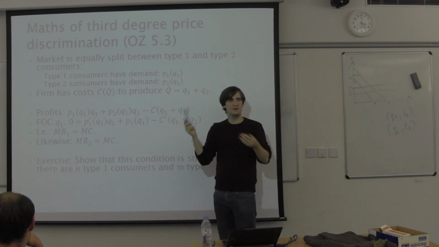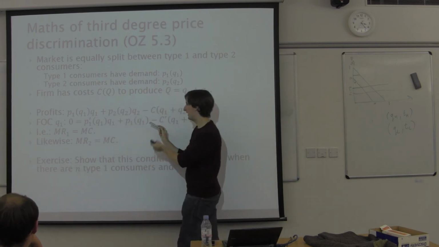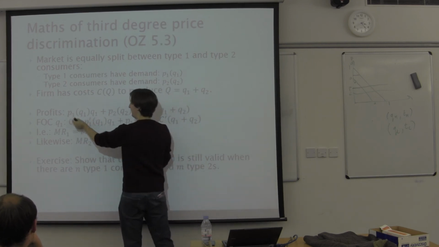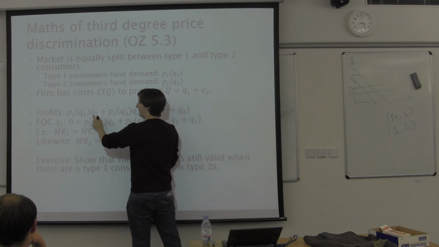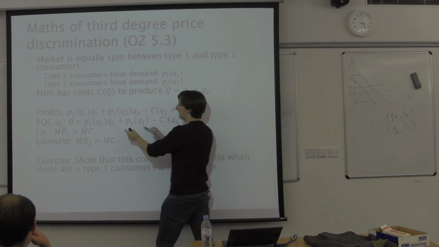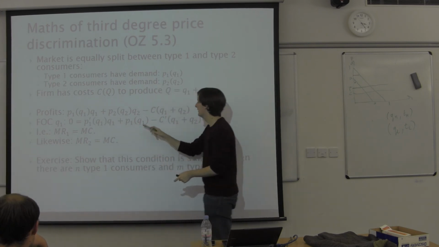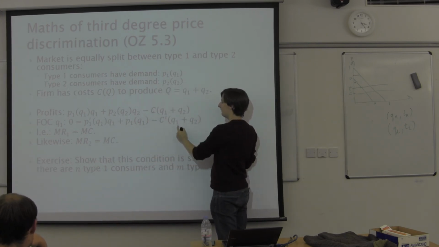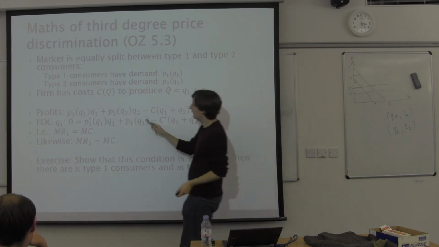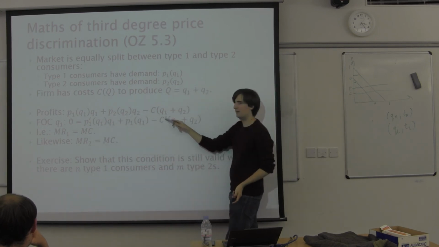So we can take the first order condition for Q1, just like normal. This is something you've seen 1,000 times now, so we use the product rule here. We get the derivative of this thing times that thing, plus the derivative of that times that. So we get P1 dash Q1 plus P1, because the derivative of Q1 with respect to Q1 is just 1, minus the derivative of total cost with respect to Q1, which is just C dash. So what we have here is the standard expression for marginal revenue, and here we've got marginal cost.